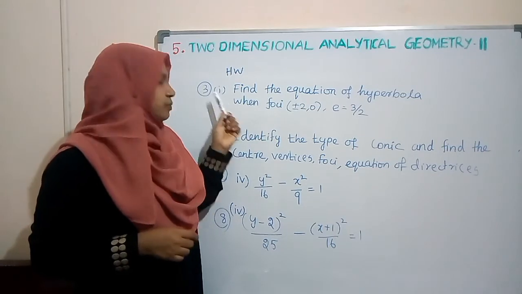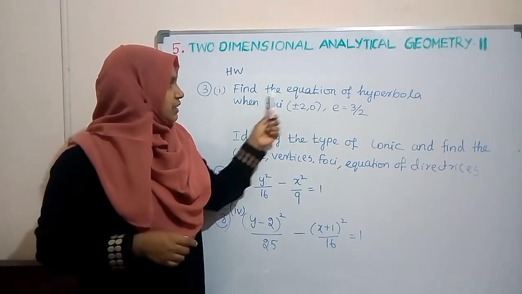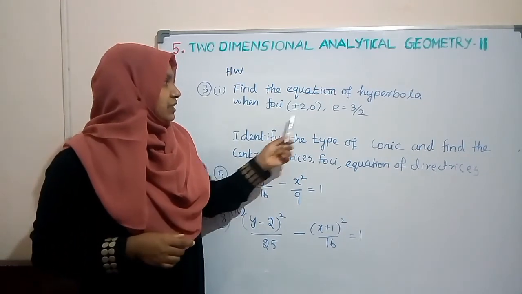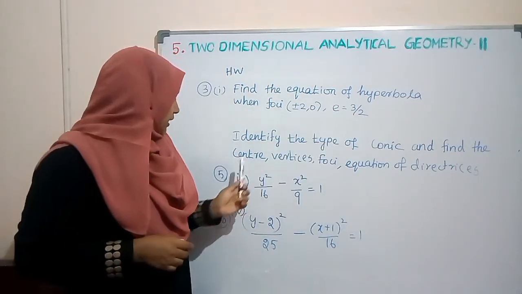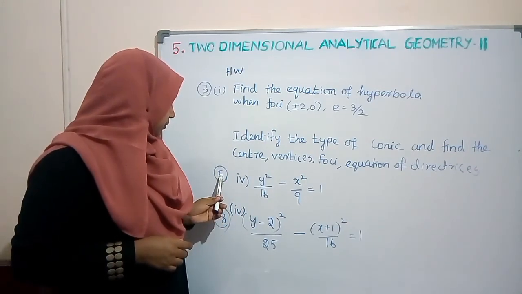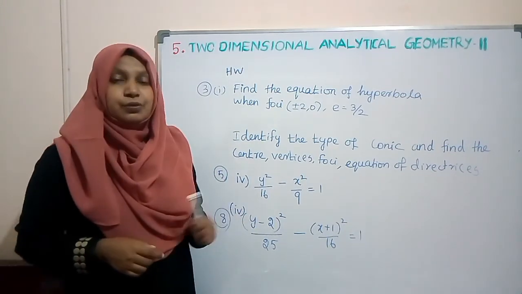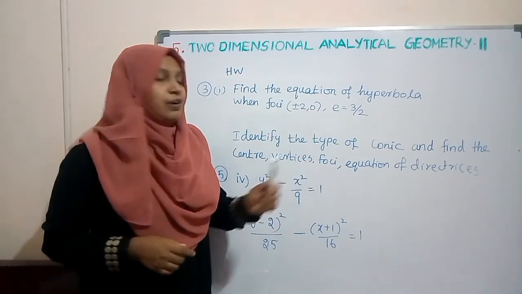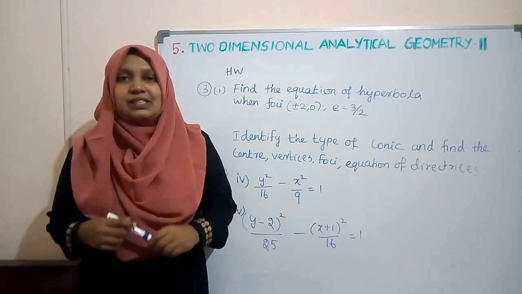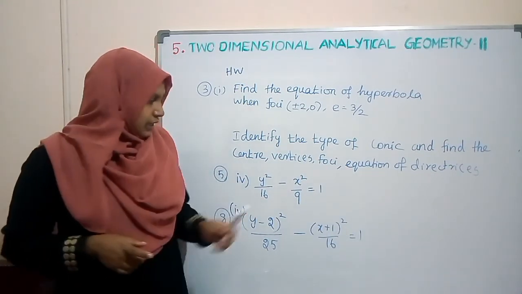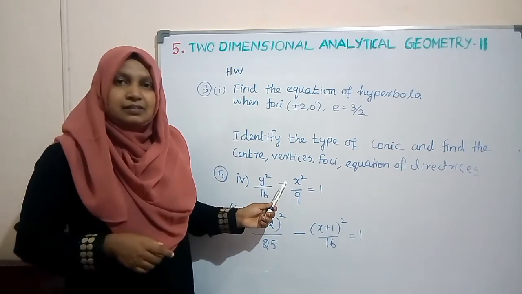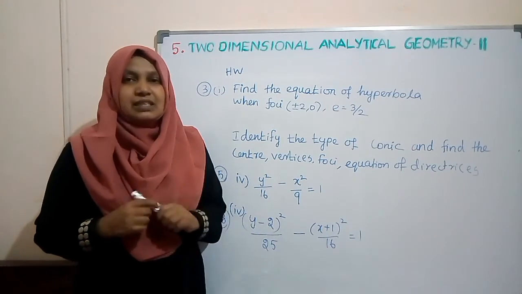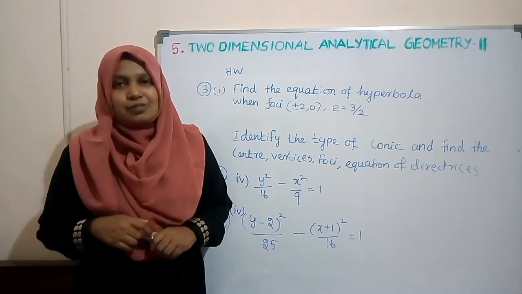You can note down these homework sums. First one is question number 3, subdivision 1. Then find the equation of the hyperbola when the foci are plus or minus 2, 0 and e is equal to 3/2. And you have two questions, from the 5th and 8th questions, subdivision 4. In these two subdivisions, you should identify the type of conic, and then you should find the center, vertices, foci and directrices. Okay, here you can write directly the center, foci, everything. Here you should find first capital X, Y and then convert it into small x, y.